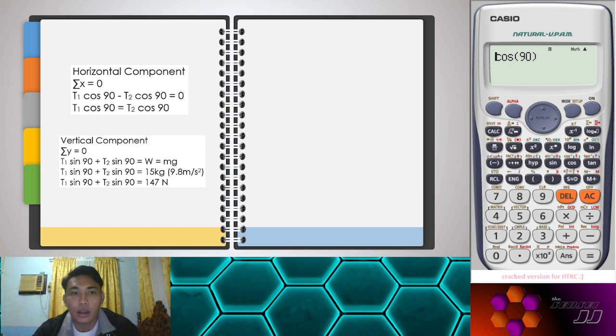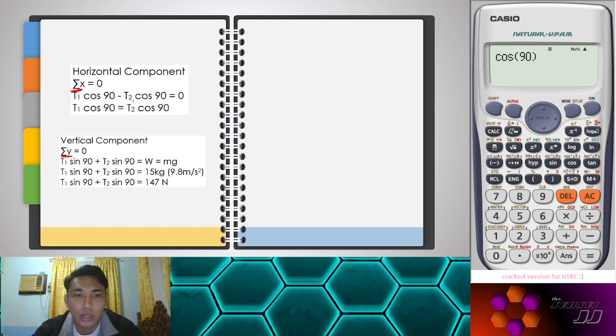summation of y, this is read as summation, this sigma. Summation, meaning the summative of our x-axis and the y-axis. That's why it is called summation. Summation of y, we have three forces on the y-axis. Okay, so sir, why is it three? We have tension one, tension two, and our weight.